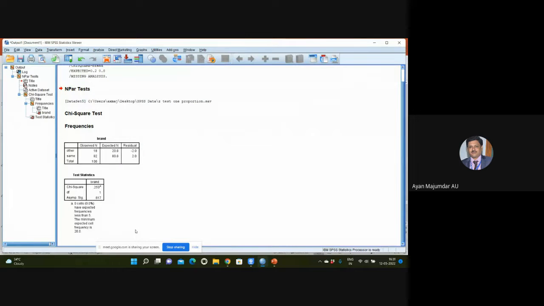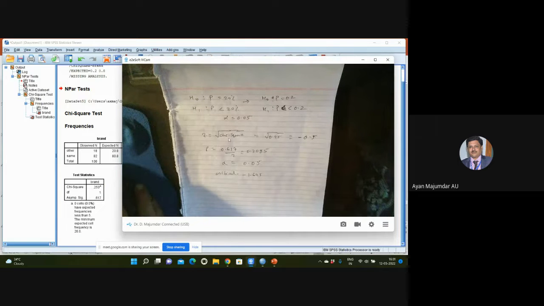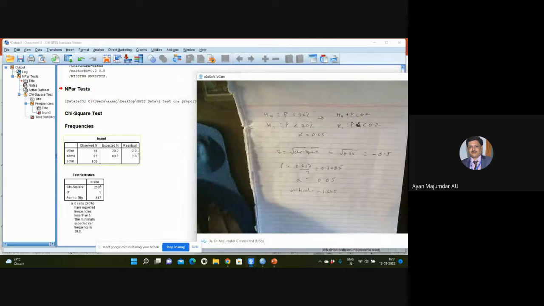We are not directly getting any value. From the chi-square, we are deriving the Z value. How to derive? The square root of the chi-square value will be your Z value. Whether the sign will be positive or negative depends on the sign of the residual. So the sign of the residual is minus, so this will be minus.